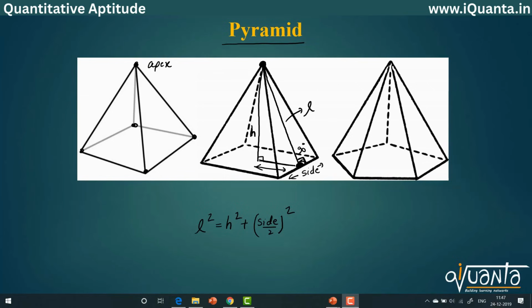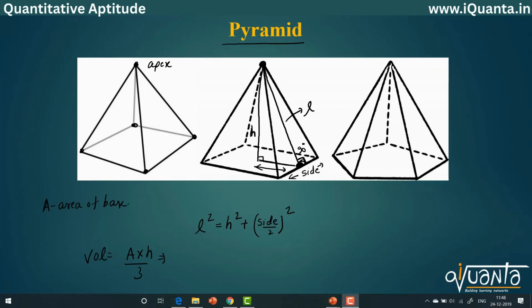Basically, in all the pyramids, base of the pyramid will always be a regular polygon. If we talk about the volume of a pyramid, it is very easy. Area of base into height by 3. A is nothing but the area of base.